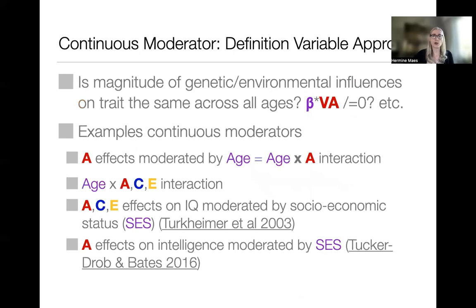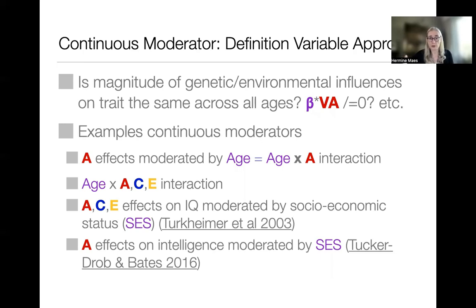So a little bit more about how we go about testing the effects of a continuous moderator. And we do that typically using a definition variable approach. And so here, the question is no longer, is the magnitude of the genetic and the environmental influences on the trait the same in two groups, but now across all values of a moderator, for example, age. In other words, is that beta coefficient that we multiply with the variance components significantly different from 0 or not?